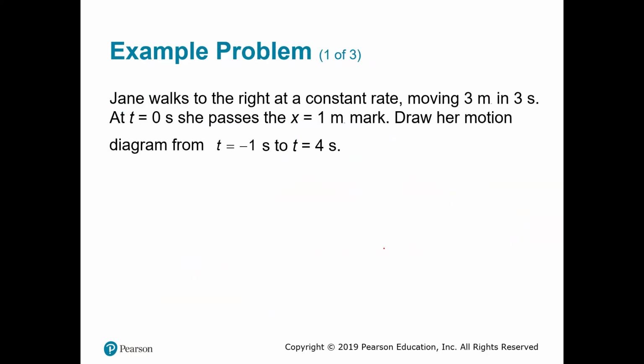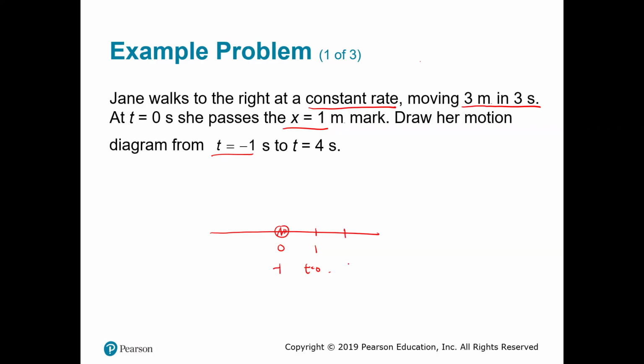Now you have an example problem. Jane walked to the right at a constant rate, moving 3 meters in 3 seconds. Draw her motion diagram. So 3 meters in 3 seconds at a constant rate means every second she moves 1 meter. When t equals 0, she passes x equals 1. So this is the origin, and this is 1. She was here when t equals 0. So where was she when t equals minus 1? She was here when t equals minus 1.